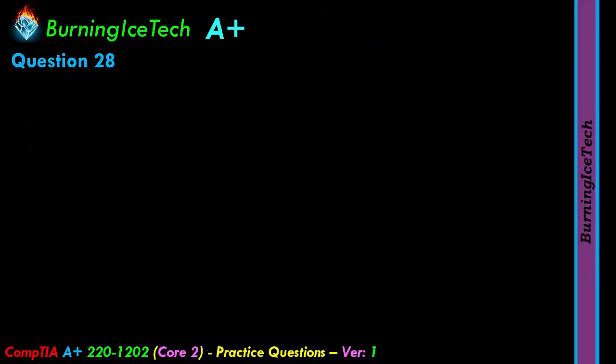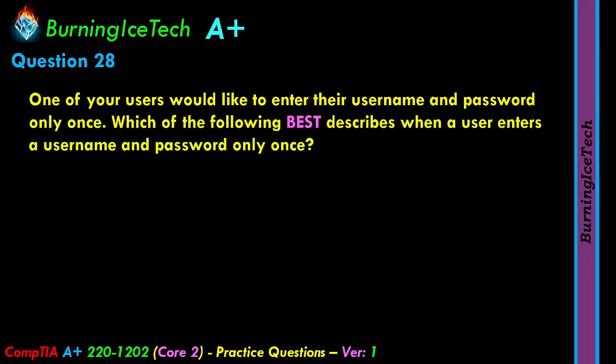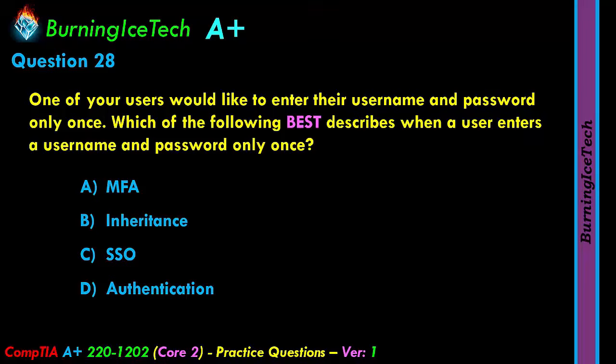Question 28. One of your users would like to enter their username and password only once. Which of the following best describes when a user enters a username and a password only once? So the user will still have to go and prove they are who they claim to be here in a nutshell. But how can they go about doing this only once? What can they do which will allow them to only do this once and not be prompted for this constantly and basically be harassed? Is it answer A, MFA, multi-factor authentication?